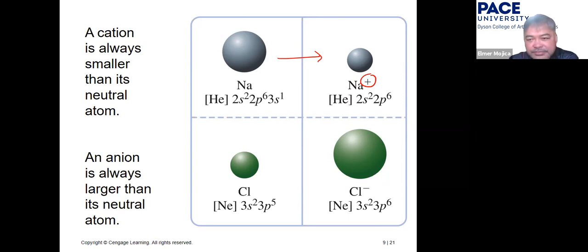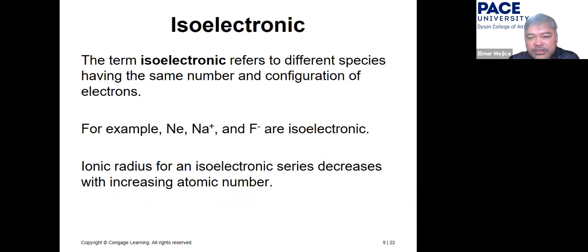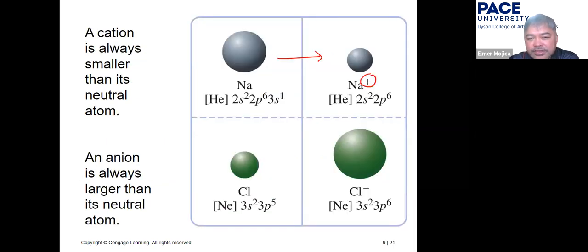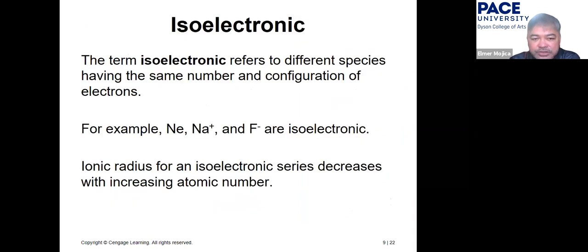Okay? So if you're going to look at this difference between the ions, the cation will always be smaller, while the anion will always be larger than their neutral atom counterpart. And as I have told you, if they end up having the same number and configuration of electrons, the term that we use there is isoelectronic.